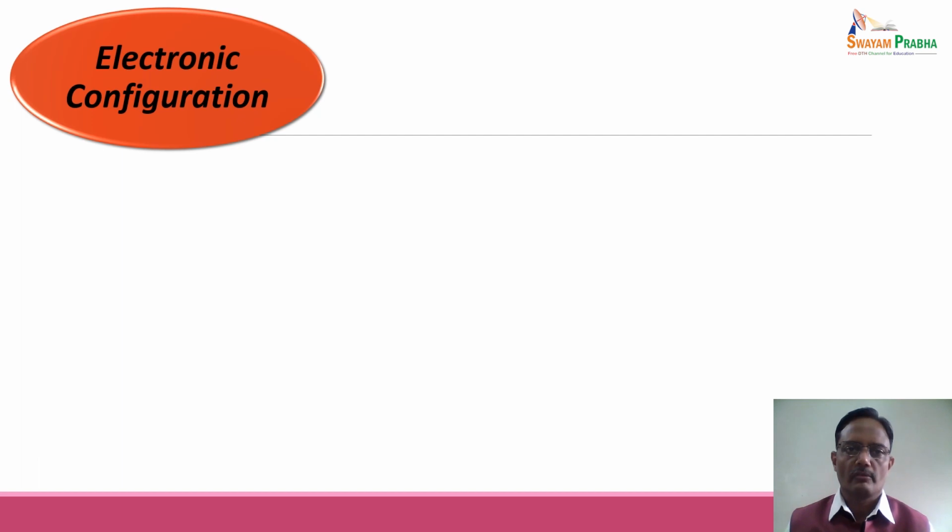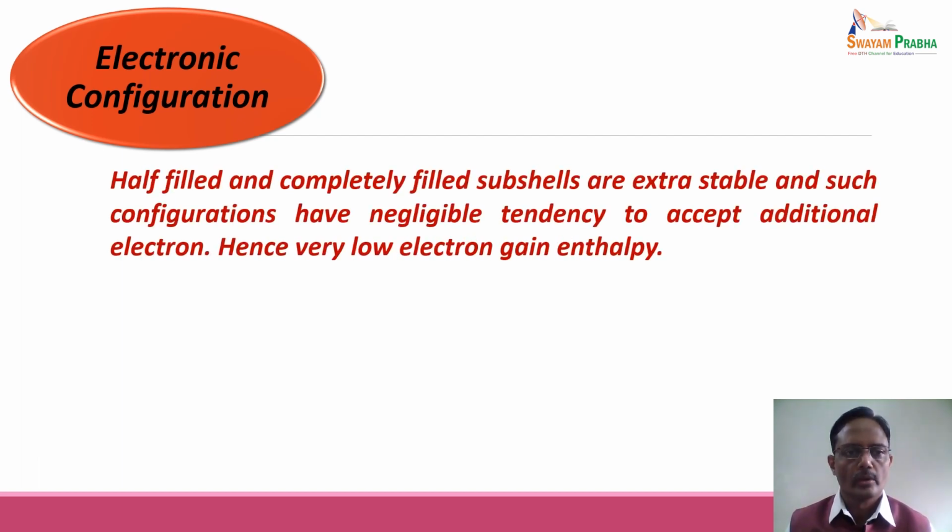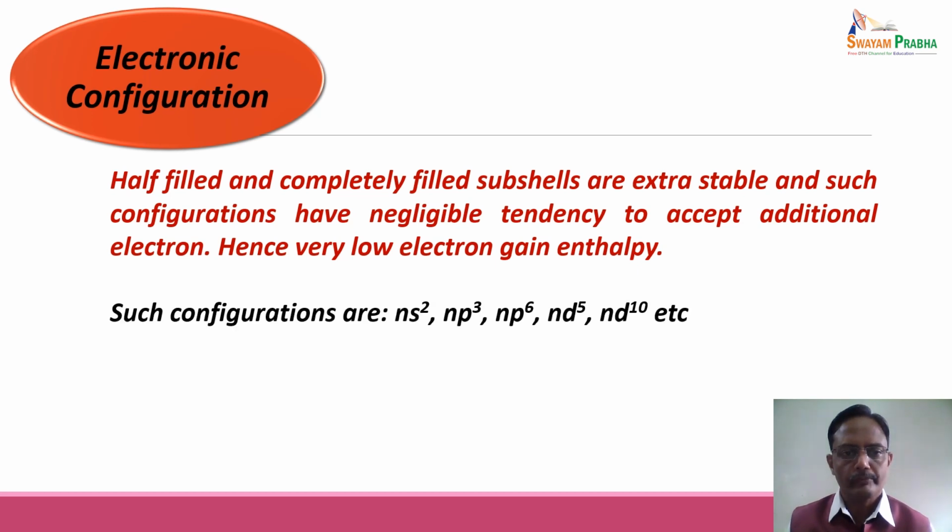The third factor which governs electron gain enthalpy is the electronic configuration. Now we know that half filled and completely filled subshells are extra stable, and if an atom has such an extra stable configuration, it will have negligible tendency to accept an additional electron, and hence there will be very low electron gain enthalpy, or sometimes even positive electron gain enthalpy. Such configurations are ns2, np3, np6, nd5, nd10, etc.